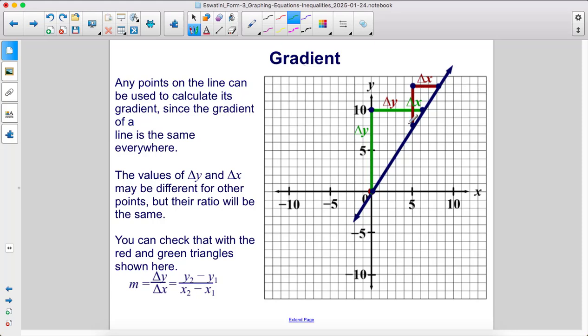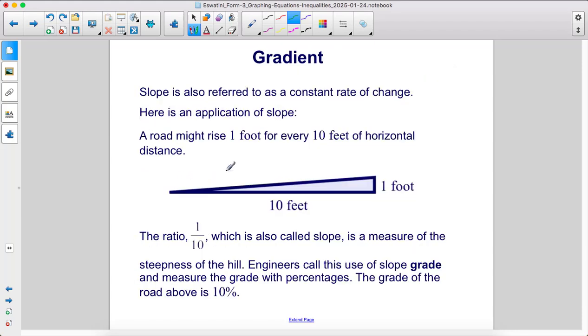Any points on the line can be used to calculate its gradient, since the gradient of a line is the same everywhere. The values of delta y and delta x may be different for other points, but their ratio will be the same. You can check that with the red and green triangles shown here. Slope is also referred to as a constant rate of change.